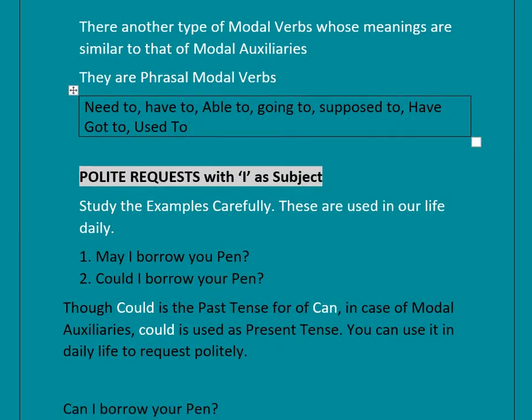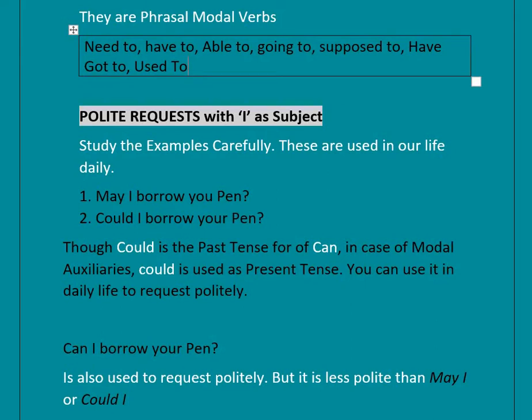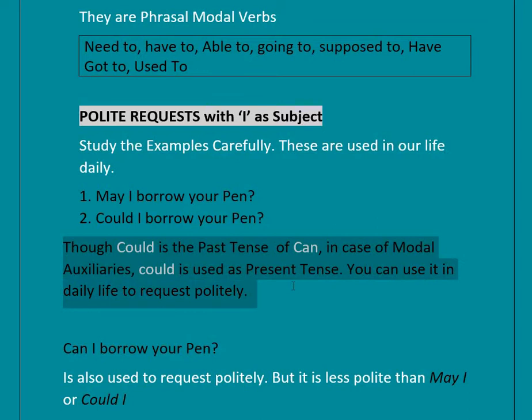Now let us see various usages of modal auxiliaries. Polite requests with I as subject. Study the examples carefully. These are used in our daily life. May I borrow your pen? Could I borrow your pen? Though could is the past tense of can, in case of modal auxiliaries, could is used as present tense. You can use it in daily life to request politely.